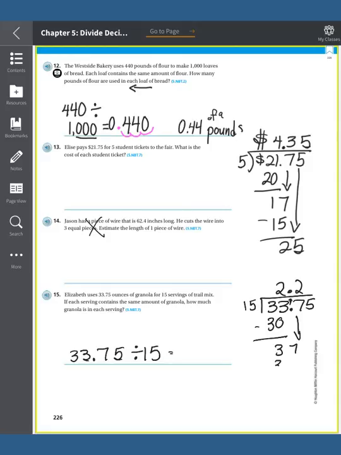2. Bring down the 5. And we get, I think it's 6. No. 5. So the answer is 2.25.